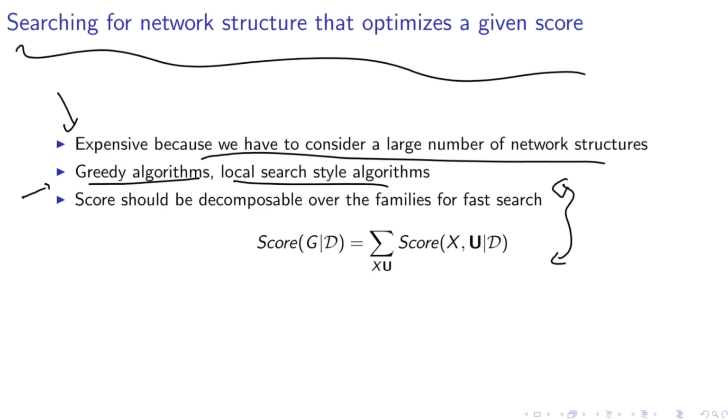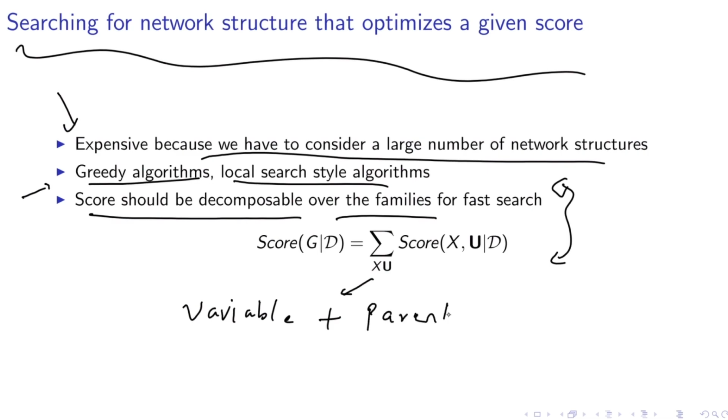Even if we use local search or greedy algorithms, we want these algorithms to be fast. For these algorithms to be fast, we want our score to be decomposable over the network families. What do I mean by network family? A family is nothing but each variable plus its parents. So I want the score to be decomposable over the network family. What I mean is that I should be able to compute the score on each family independently.